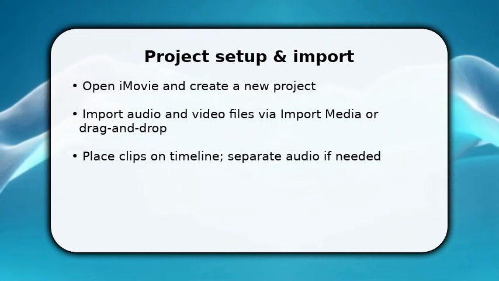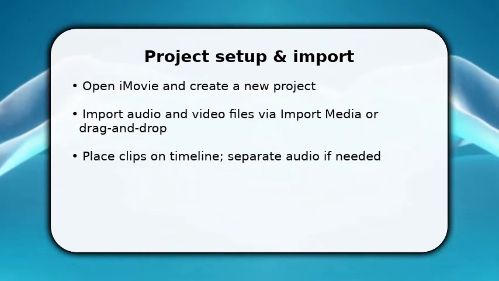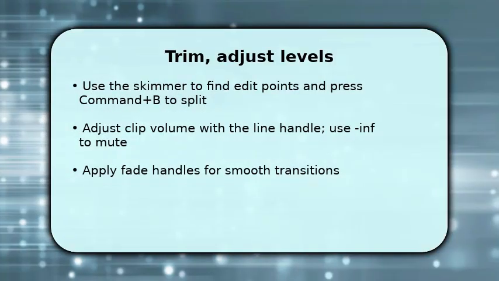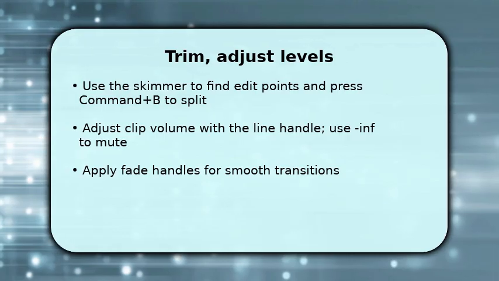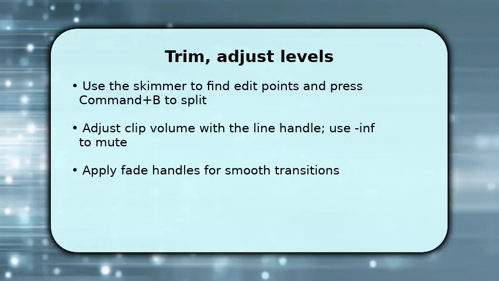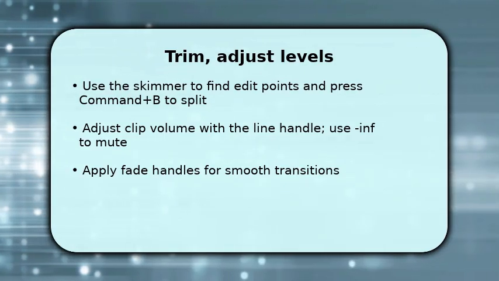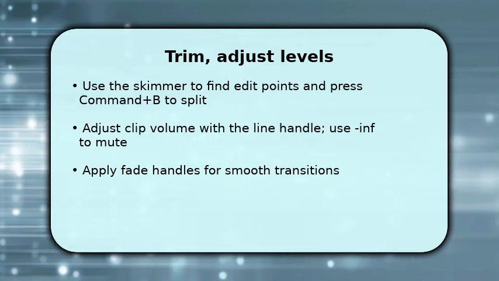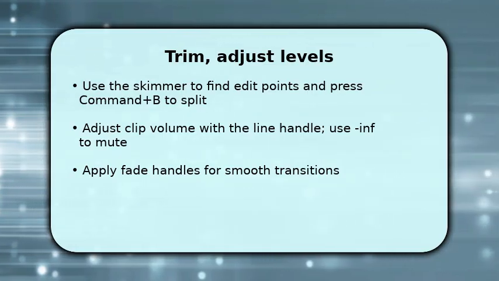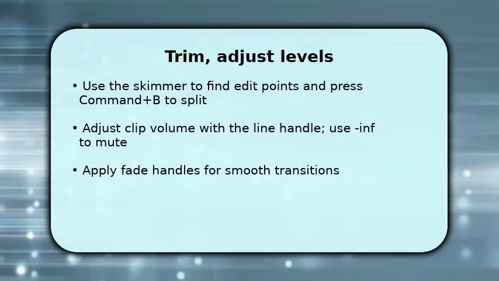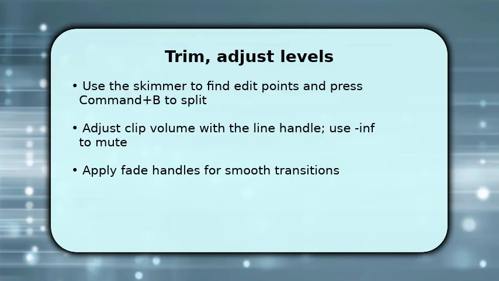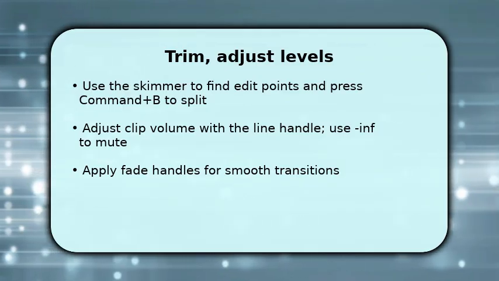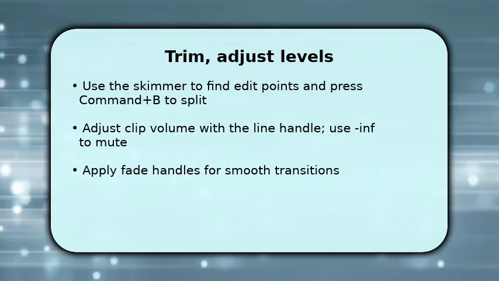Once your clips are separated, locate precise edit points with the skimmer and split clips with Command+B. You'll remove noise or pauses this way. Then click the audio clip to reveal the volume line and drag it up or down to balance levels. You can type a value if needed. Use the fade handles at each end to avoid abrupt starts and stops. You do this because balanced levels and gentle fades make dialogue clear and natural, while preventing jarring volume jumps for the listener.